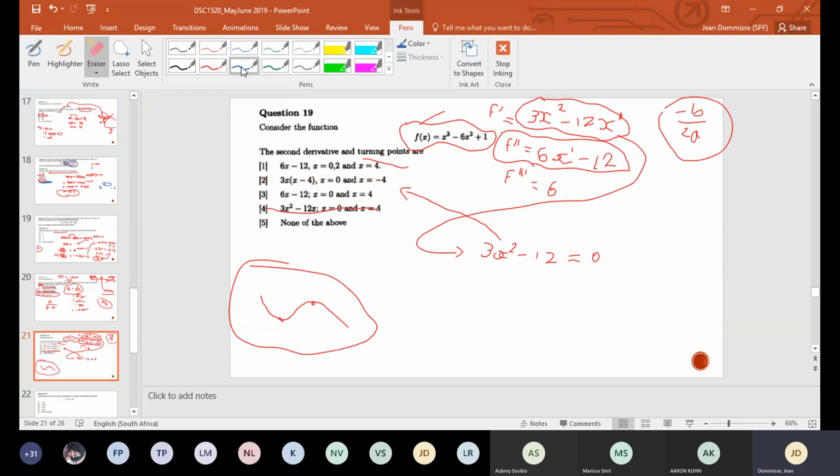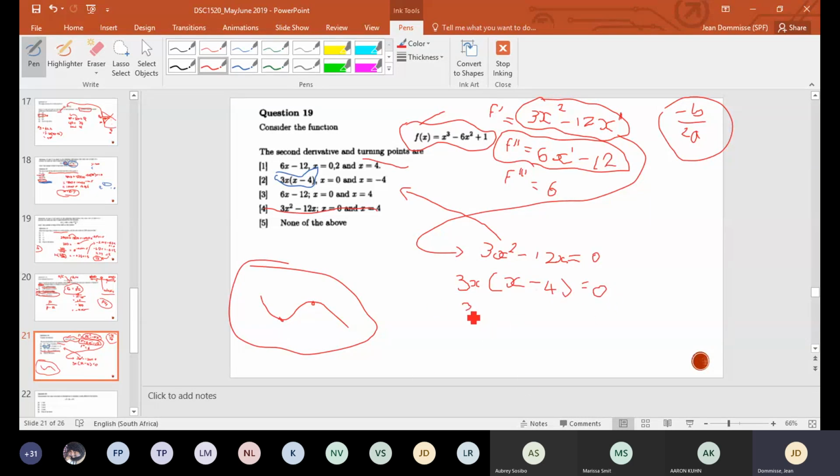Because there they already have actually factorized it for us. So if we factorize it out, I'll take out 3x. What is left here is x. If I take out 3x there, what is left is minus 4.